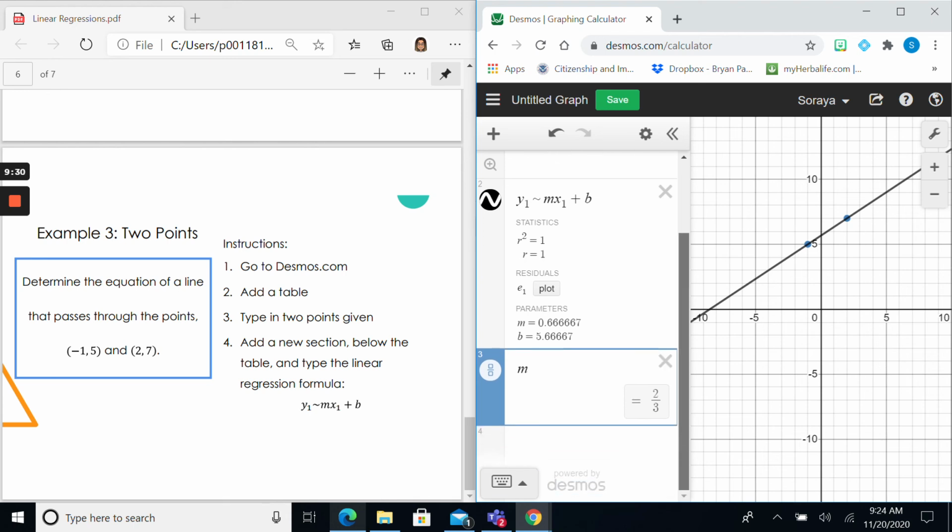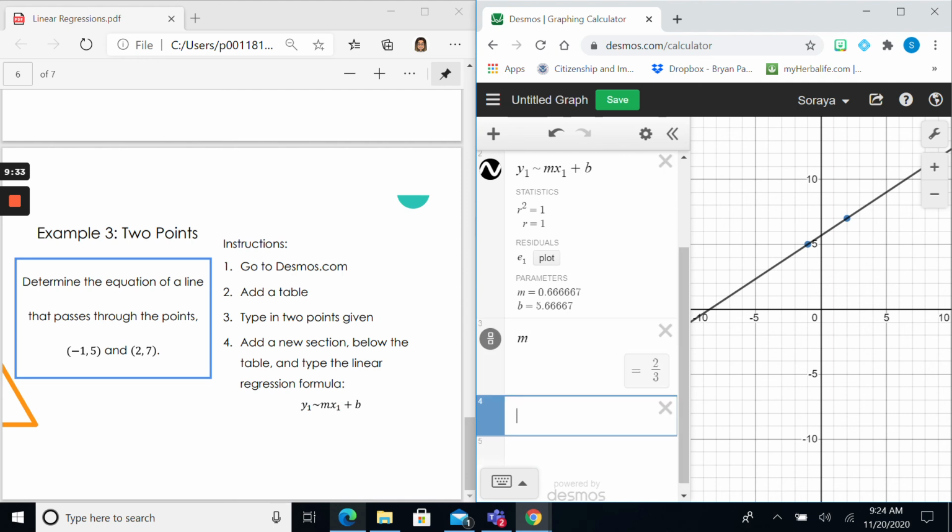And you could do the exact same thing with your y-intercept. You're just going to type in b. There goes your y-intercept that you see up here. But we want it in fraction form, and there you go. 17/3 is the fraction form.